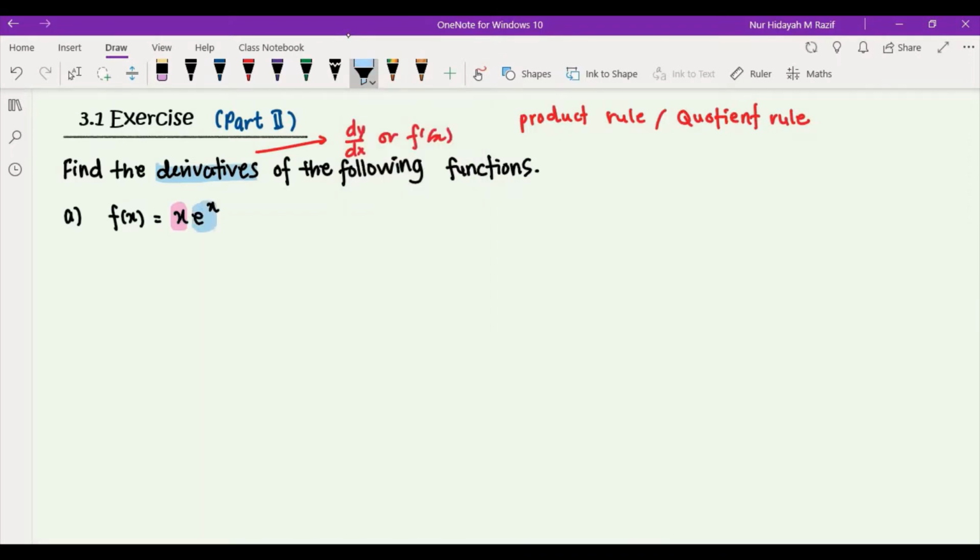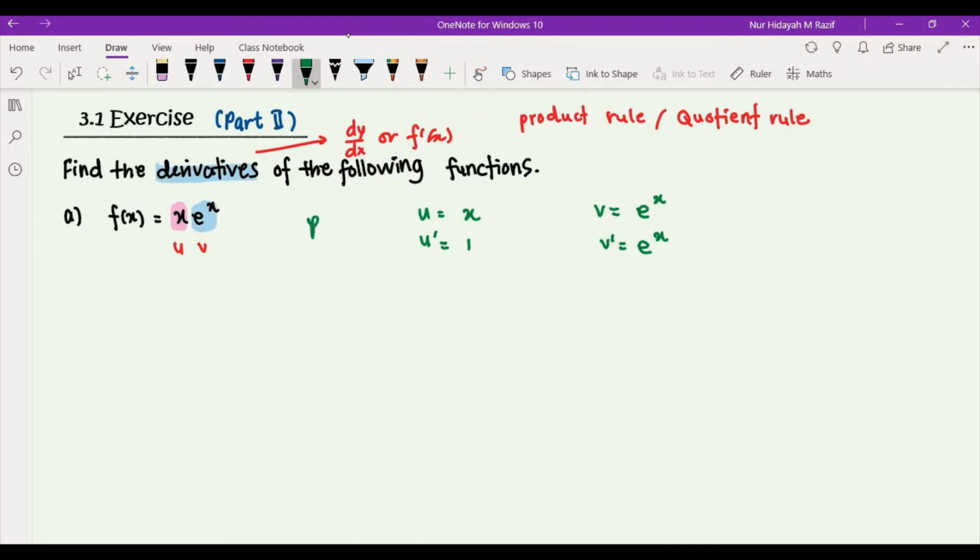So this is the product of two functions. The two functions are the ones that I have highlighted in pink and in blue. So in this case, we are going to have u times v. And after that, you need to identify your u is equal to x and your v will be e to the power of x. So from there, we can get u prime is equal to 1 and v prime is equal to e power of x.